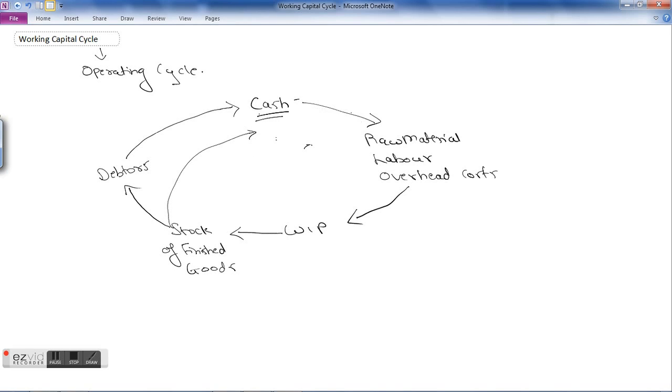Conversion of cash to raw material, labor, and overhead cost. Then subsequently all this put together is converted into work in progress, then work in progress into finished goods, then finished goods into debtors through sales, and then finally accounts receivable, that is debtors, into cash. So, say if you invest rupees 100 today in raw material, the time required to get rupees 100 back into cash is known as working capital cycle or operating cycle.